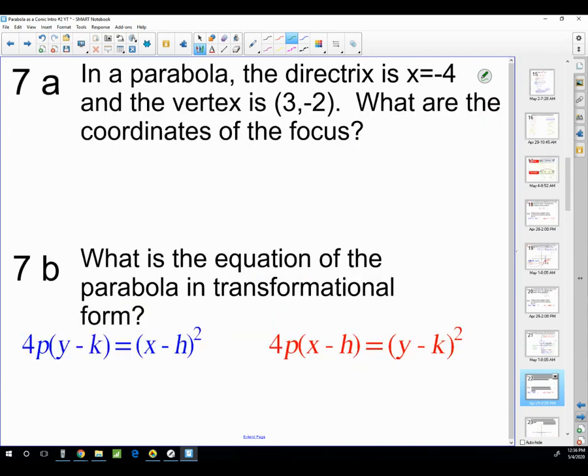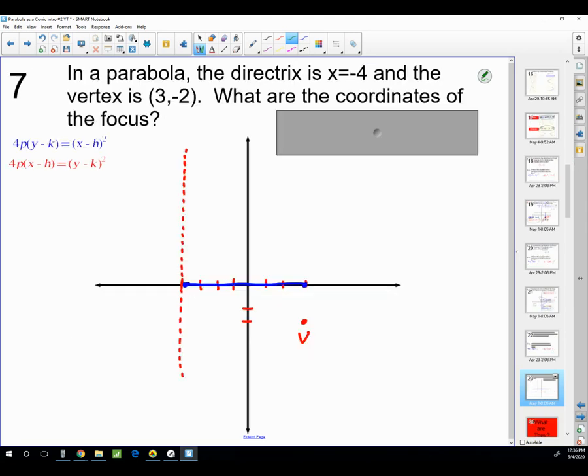All right. Again, pause the video. Graph what you can. See how far you can go. See if you can do 7A and 7B. All right, I have graphed the directrix. I have graphed the vertex, maybe. Yeah, there it is. So that would be 3, -2. Let's write that in. And then the focus is what we're trying to find.